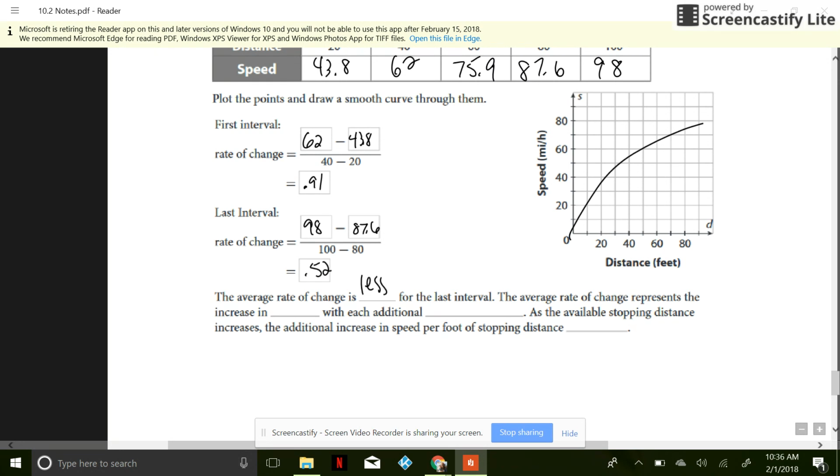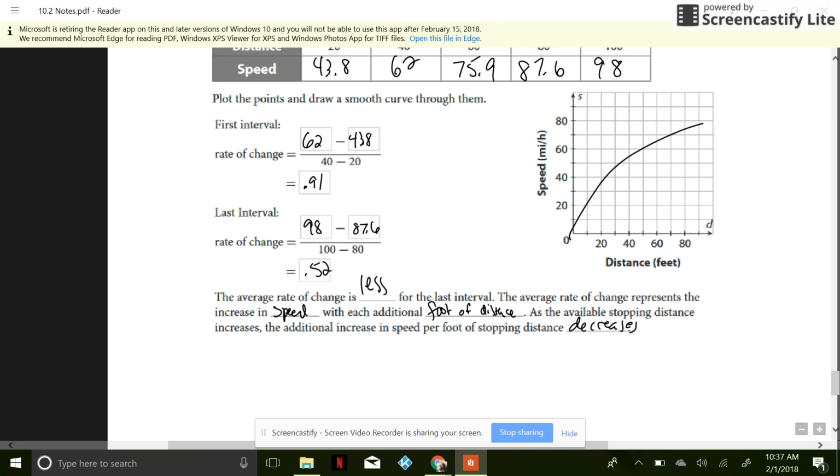It's a smaller number. The average rate of change represents the increase in speed with each additional foot of stopping distance. So as the available stopping distance increases, the additional increase in speed per foot of stopping distance decreases.